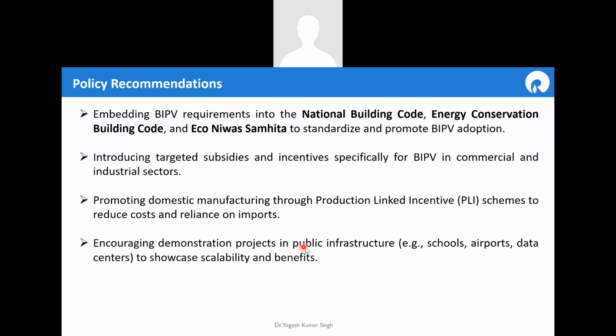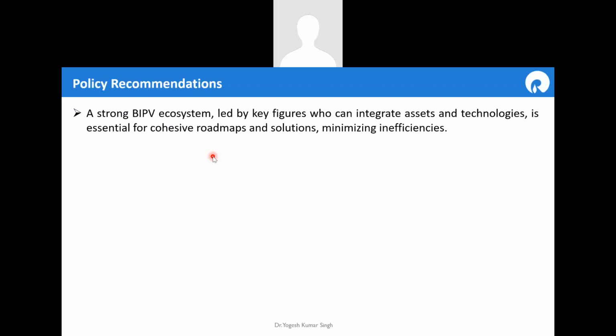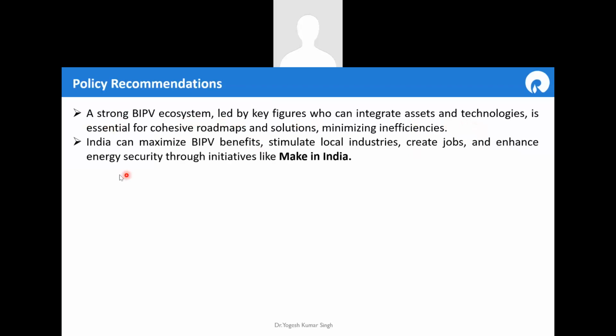Encouraging demonstration projects and public infrastructure like schools, airports, and data centers. These are some projects where we are using the system, and this will be helpful for scalability and the different benefits of the system. Now, apart from this particular policy, a strong BIPV system will also require integrated technology, also giving a comprehensive roadmap solution and minimizing the inefficiency of the system.